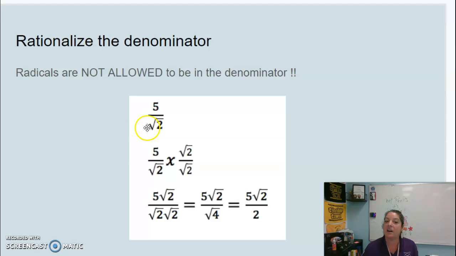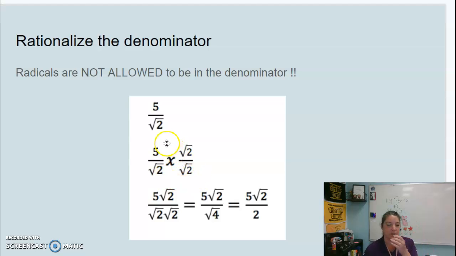So we have to get rid of this root 2. You're going to multiply this number by 1. It's the only number you're allowed to multiply that's not going to change this number. So you're going to multiply it by what's actually in the denominator because that's going to make it go away.